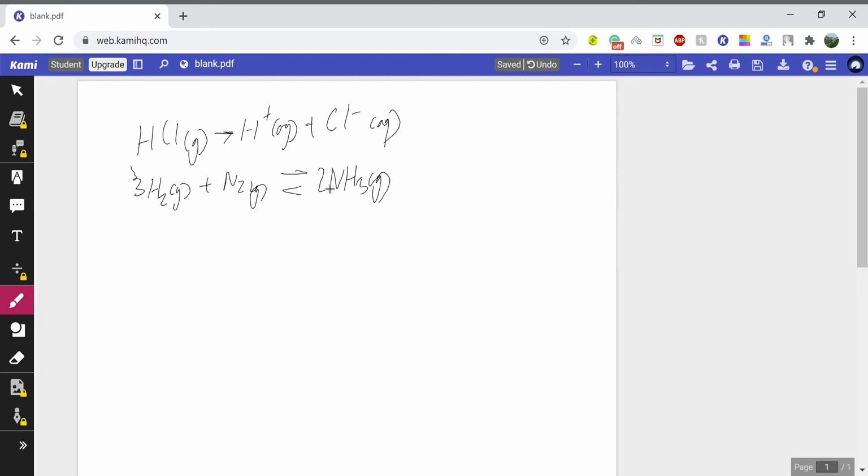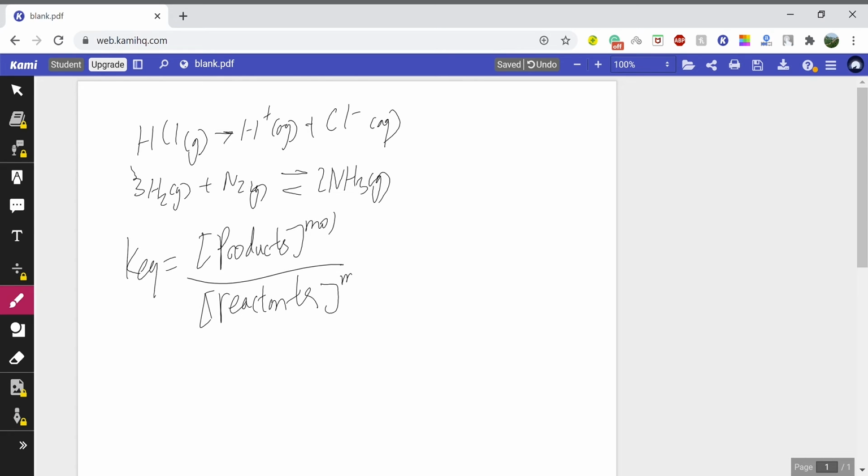In honors chemistry, we learned that the equilibrium constant, Keq, is equal to the product concentrations to the moles power divided by the reactants to the moles power. Now, in this unit, we're mainly going to talk about Kc and Kp. Kc and Kp are both varieties of the equilibrium constant, but they represent different things.